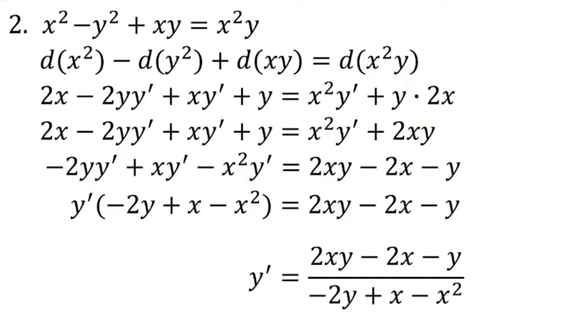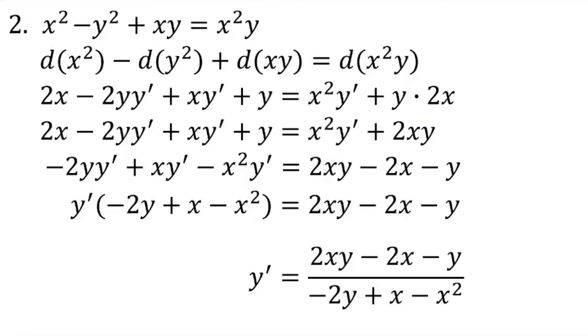Then, this will become 2x minus 2y prime plus xy prime plus y equals x squared y prime plus 2xy. Then write the terms with y prime together. So this will be negative 2y prime plus xy prime minus x squared y prime equals 2xy minus 2x minus y. Factor out y prime. So this will be y prime times negative 2y plus x minus x squared equals 2xy minus 2x minus y.